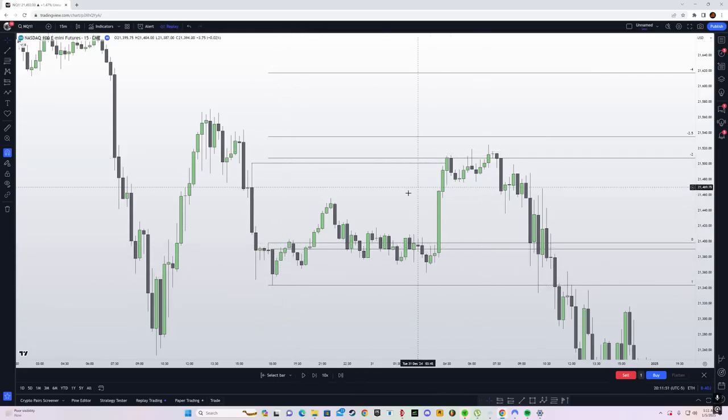And that is before the manipulation move. So the manipulation move typically ends in the -2 and -2.5 level, right? So where did price go? Into the -2 and -2.5. Do you see the accuracy over here?